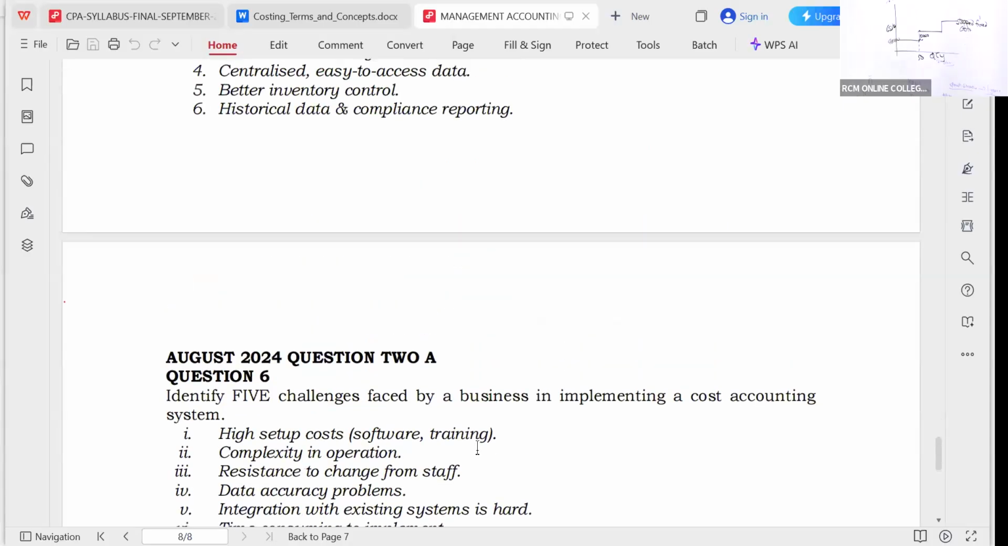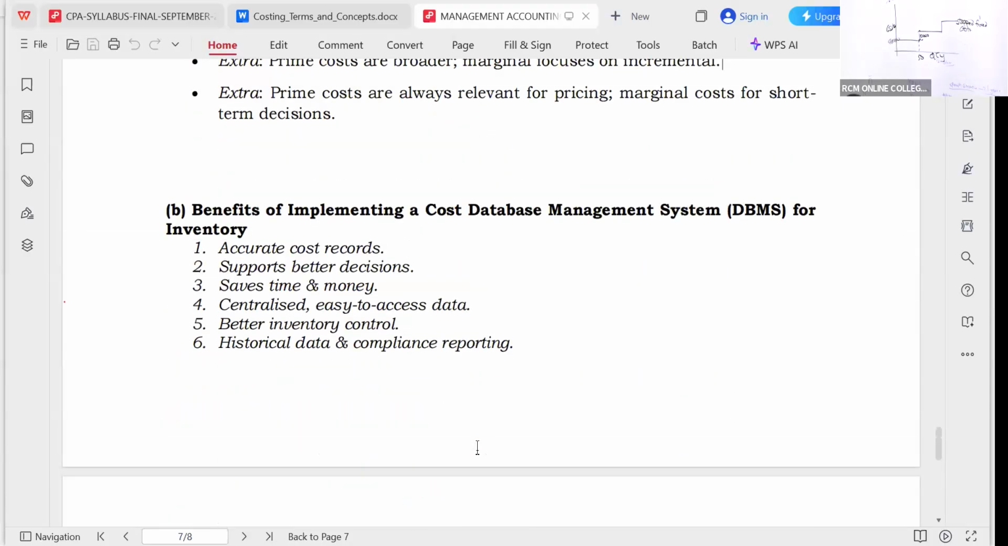Benefits, this part B of this question, benefits of implementing a cost database management system for inventory. We shall be able to get accurate cost records if we have a DBMS. This shall be able to support better decisions. It helps us to save time and money.